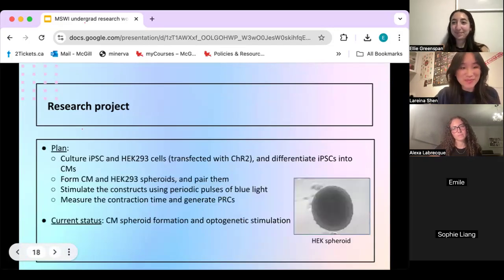Basically I just talked about my plan, so I'm not going to go over it again. Currently I'm working on spheroid formation and optogenetic stimulation. I had some setbacks in terms of progress and some difficulties, but that's a part of research. I just have to troubleshoot. Okay, next slide.